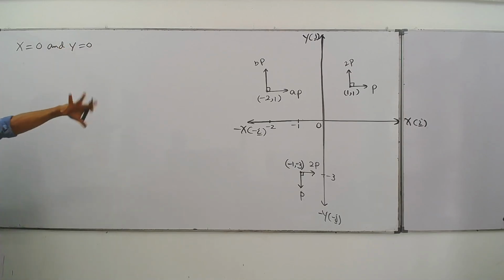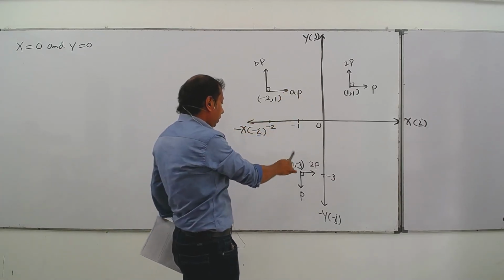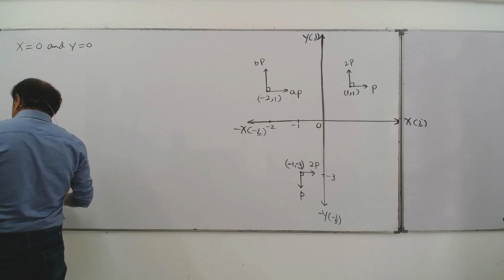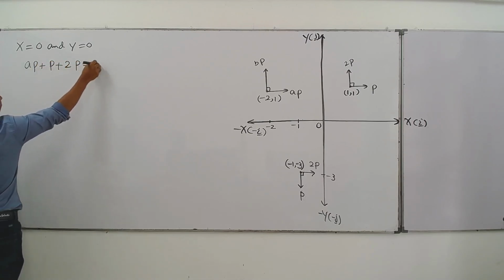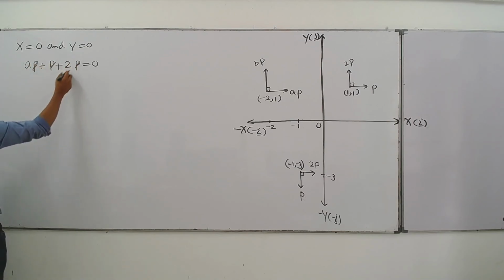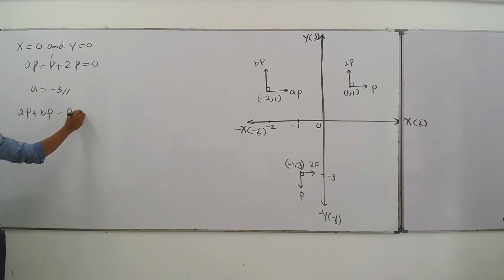X means resolve horizontally. That means the algebraic sum of the horizontal components, AP, P and 2P, should be 0. AP plus P plus 2P equals 0. P you can cancel down. Here we have 1, then A is minus 3. Y is 0 means 2P plus BP minus P should be 0. P you can cancel down. B is minus 1.